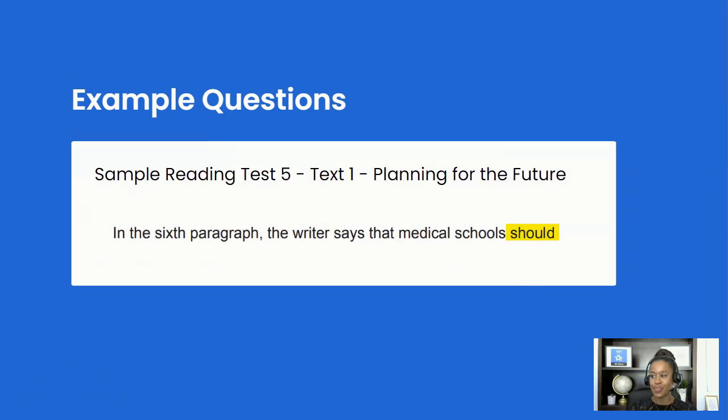What impressed him? So moving on, if you look in another one of the sample tests, this one is reading test 5, text 1. This is just one of the examples that relates to attitudes and opinions.